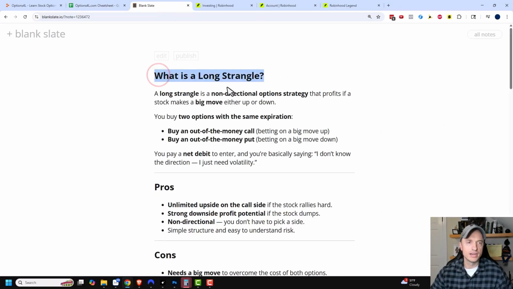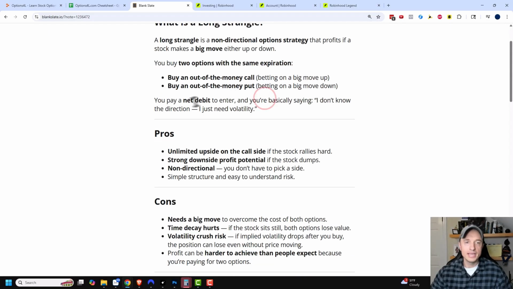What is a long strangle? A long strangle is a non-directional option strategy that profits if a stock makes a big move. So it needs to make a big move either up or down. You don't care, but you don't want it to stay flat. Even though they call it a neutral strategy, you need a big move up or down. So what you're doing is you're buying two options with the same expiration. You buy an out of the money call, you're betting on a big move up, and you buy an out of the money put, betting on a big move down. You pay a debit to enter, and you're basically saying, I don't know the direction, I just need volatility, or I need a big move.